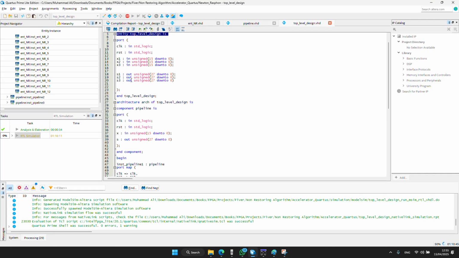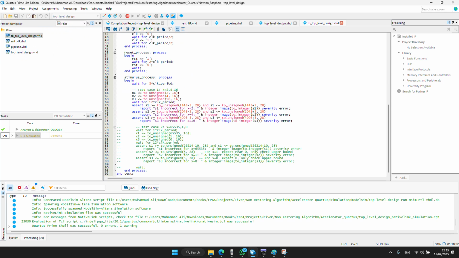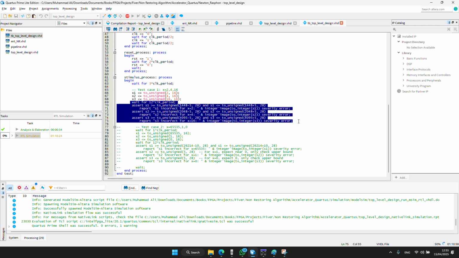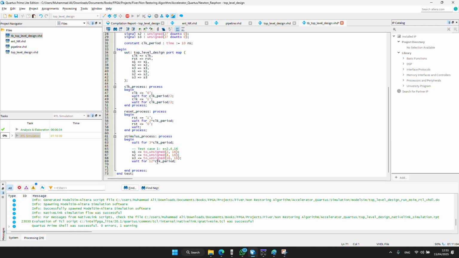Now coming back to the test bench, I'm going to open up the files, the TB top level design. You can remove these assertions, we do not need them. You can also remove this one, you don't need this one. You can also remove the wait for, or leave it.